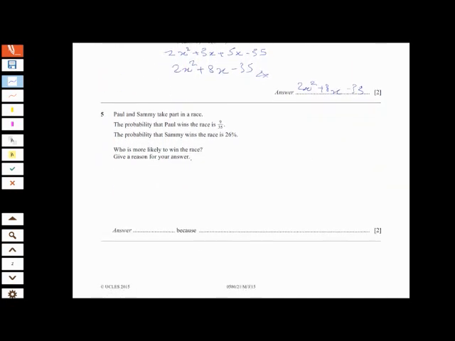The probability that Paul wins the race is 9/35. The probability that Sammy wins the race is 26%. So who's more likely to win the race? Give a reason for your answer. So let's convert this fraction to a percentage. Times 100. That would give you 25.7%.